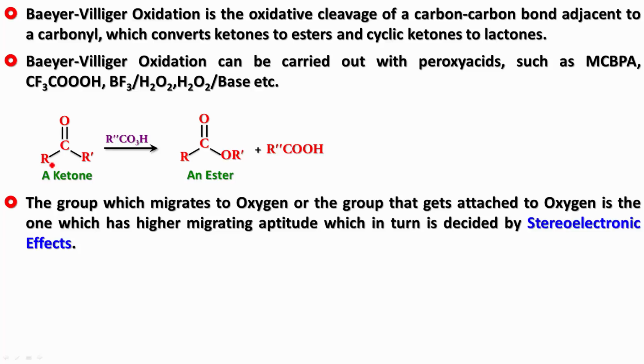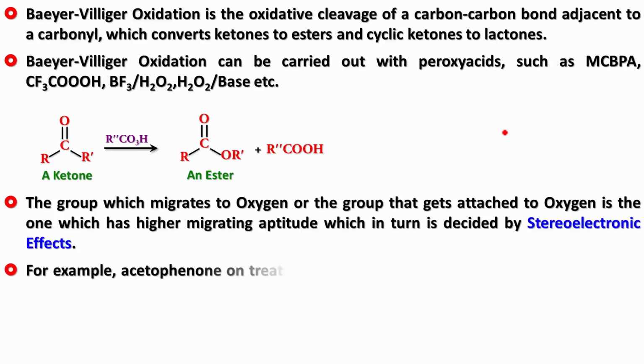Now, if you take acetophenone, acetophenone is basically this one. Now, if you remember the migrating aptitude of various groups, you will realize that a phenyl group migrates better than a methyl group. Why it does so, we will understand very soon, but phenyl group does migrate better than methyl group. So the O gets inserted here. The O gets inserted between carbonyl carbon and that R group whose migrating aptitude is higher.